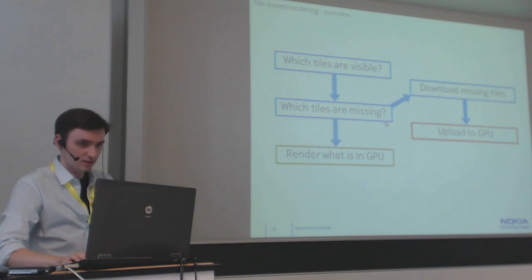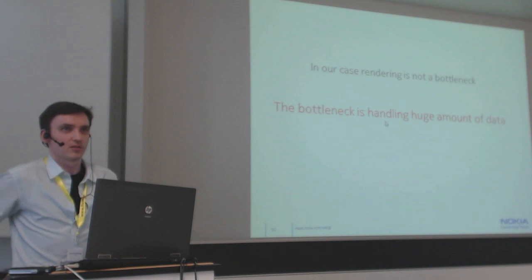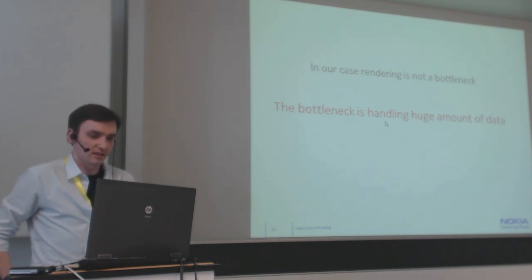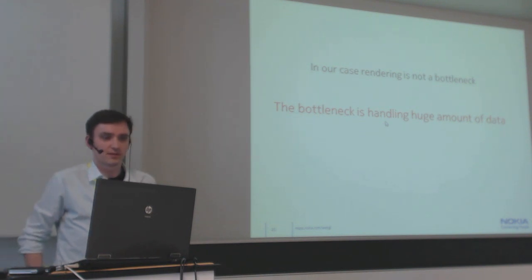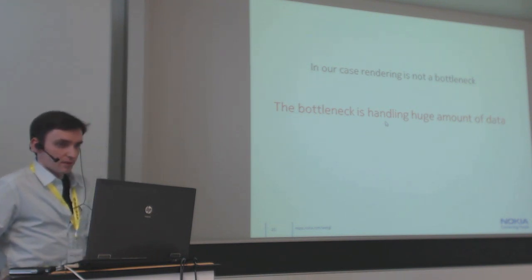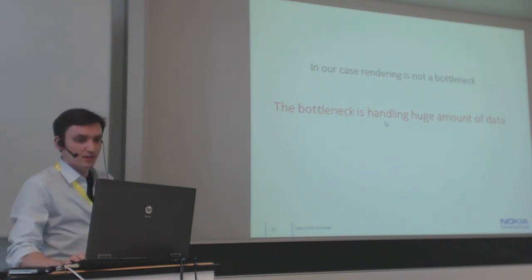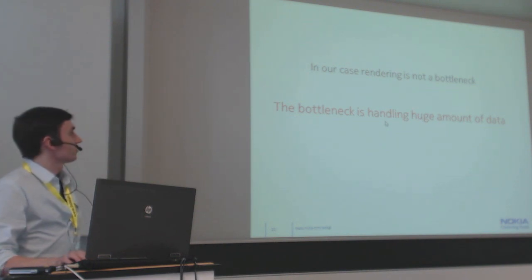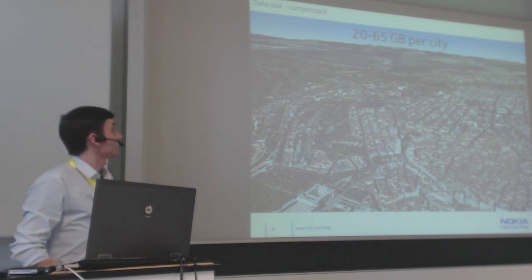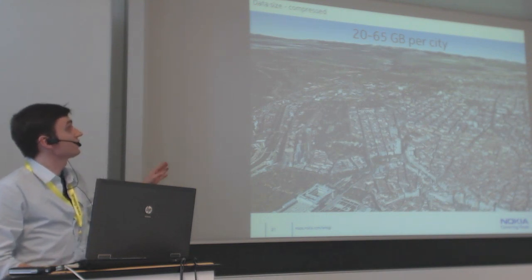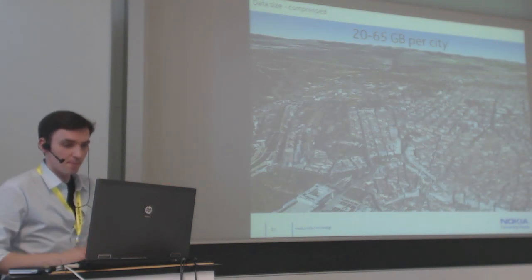And what we discovered very early is that rendering was not the bottleneck. As someone already mentioned, GIS applications deal with a huge amount of data. This is no different. The bottleneck is handling this huge amount of data. So what kind of data, what kind of magnitude, are we talking about? Compressed on the server, we have 20 to 65 gigabytes of data per city. This is textures plus meshes.